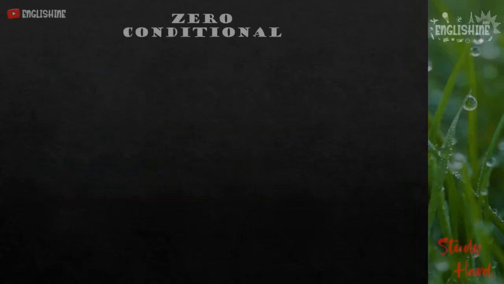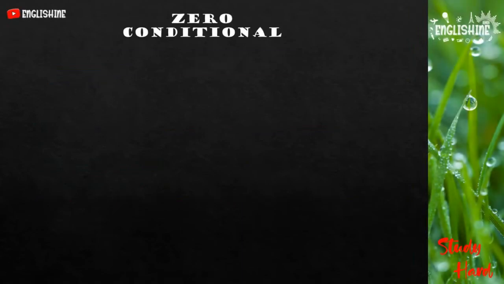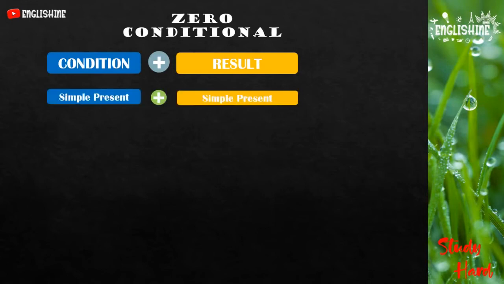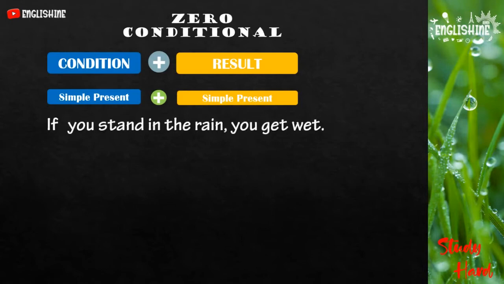Let's look at some other examples. We can see the condition and the result. The grammar is using simple present plus simple present. If you stand in the rain, you get wet. The condition is if you stand in the rain, the result is you get wet. Yes, this is a general truth or fact if you don't have an umbrella.